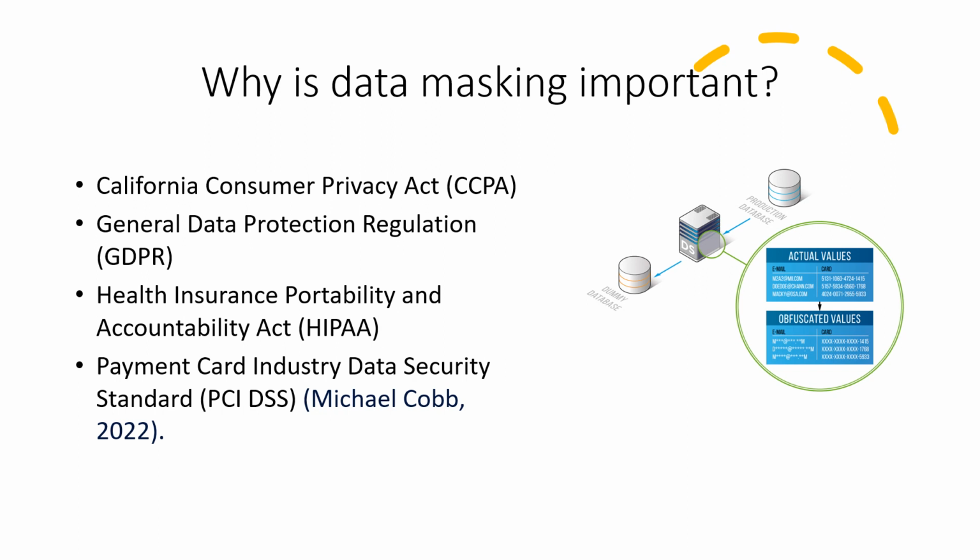By obscuring sensitive data elements through techniques like substitution, shuffling, or encryption, data masking allows you to unlock the potential of your data without compromising privacy. It's like having your cake and eating it too. You can share and utilize that data for various purposes, while ensuring that the real sensitive information remains securely hidden.